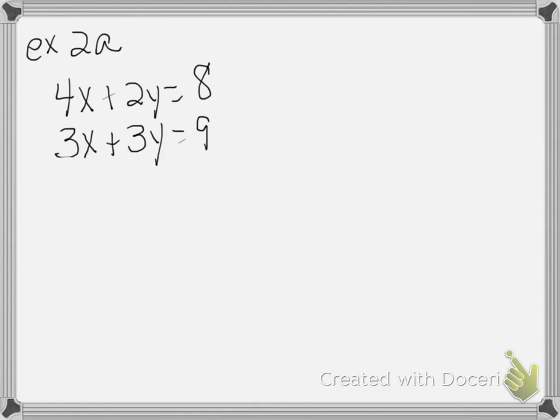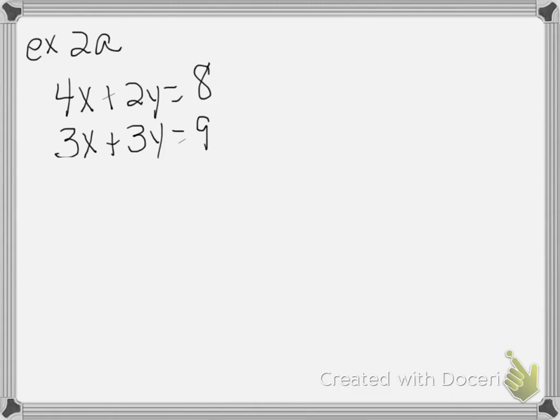Okay, let's look at the y's. What's a common multiple of 2 and 3? 6. So we would want one to be a positive 6 and one to be a negative 6. So we can choose to get rid of the x's or we can choose to get rid of the y's. It does not matter. You will get the same thing. Let's get rid of the x's.